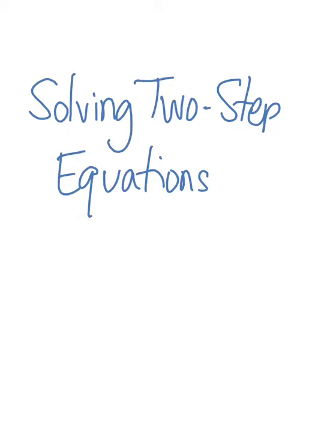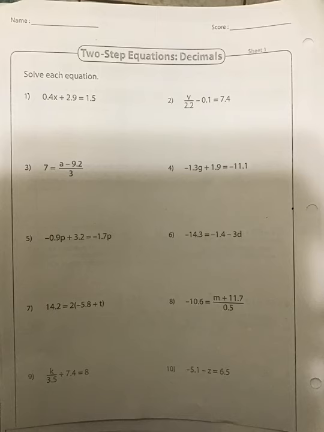Let's have a look at solving some two-step equations. So here's our worksheet. When we're solving two-step equations, our goal is always, like what we've been doing in one step, to get the x by itself. And the best way to do that is to do order of operations, but when I'm solving, I have to do it backwards. So remember, order of operations is BEDMAS.